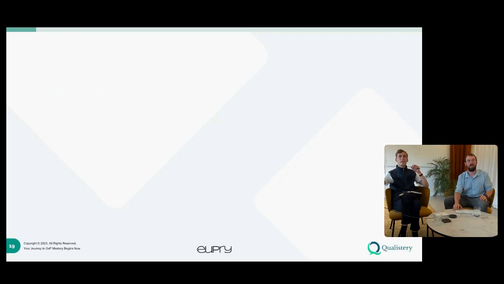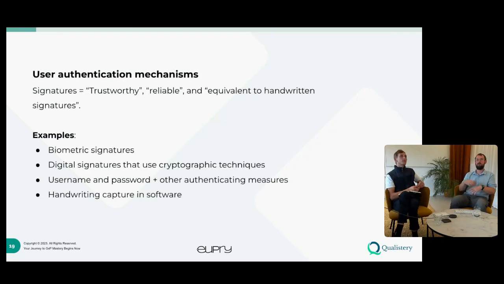What does that mean? It means that signatures, of course, in order for them to be trustworthy and reliable and equivalent to handwritten signatures, Part 11 fortunately gives us very good advice on how to do that. It actually allows for you to use biometric signatures, fingerprint, iris scan, face recognition. It also requires you to use digital signals that use cryptographic techniques to ensure the validity of it. And it also allows for you to use your username and password as well as a PIN code.